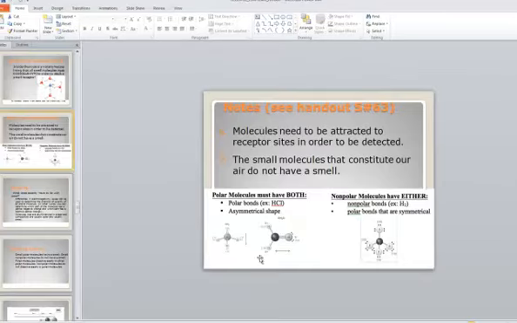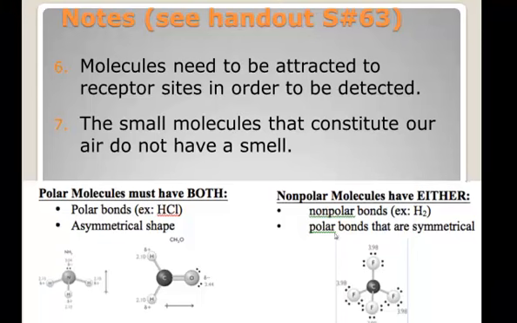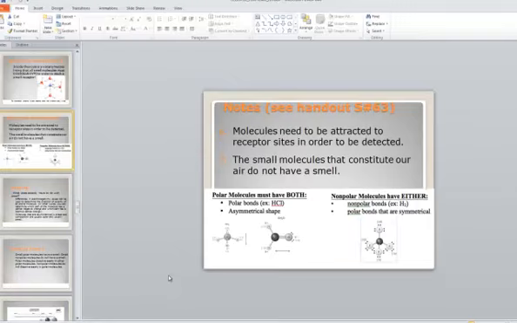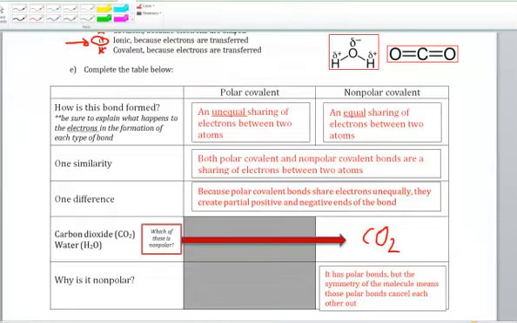Right here. So the way we can tell is that for something to be non-polar, it's either got completely non-polar bonds or polar bonds that are symmetrical, meaning they cancel each other out. For it to be polar, it has to have polar bonds in an asymmetrical shape. So if we look at water, why is water polar? Well, water is polar because it's got polar bonds and it's got this asymmetrical bent shape.